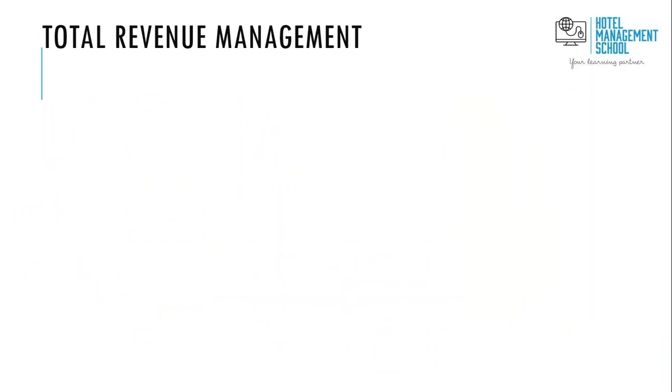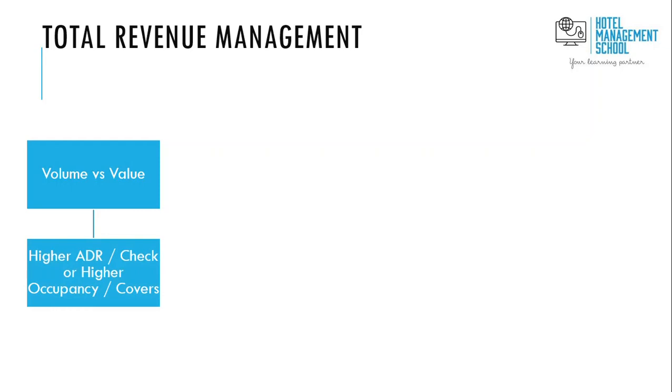Our focus is on the total revenue management. Total revenue can come from higher volume or higher value. Usually hotels are struggling to strike a balance between the value and the volume. So we should focus on higher ADR, higher average check, or higher occupancy and higher covers. Both have some advantages and disadvantages. Following the volume will increase your cost of operations, but will give you a lot of turnaround in the business and a lot of chances to upsell the other services.